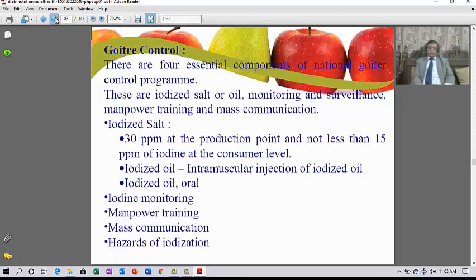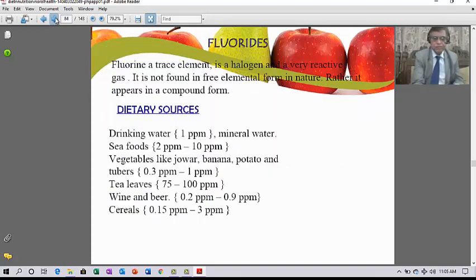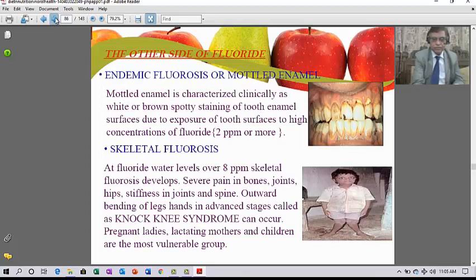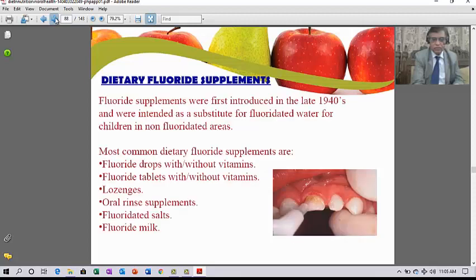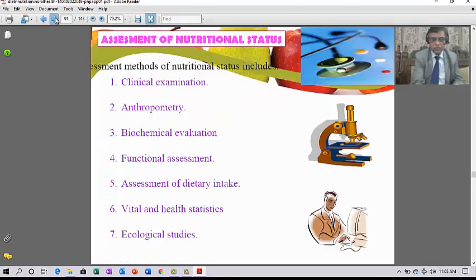Well, for how to control and prevent goiter, you can use iodized salt or oil, then iodine monitoring, manpower training, mass communication, and of course fortification of iodized salt, which I have already mentioned. Now that was about minerals, the important minerals have been discussed.